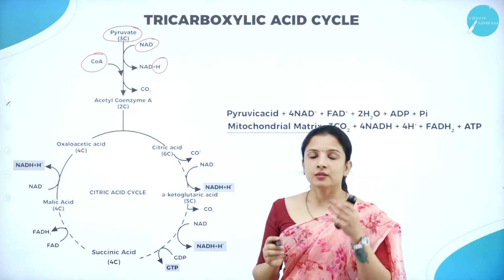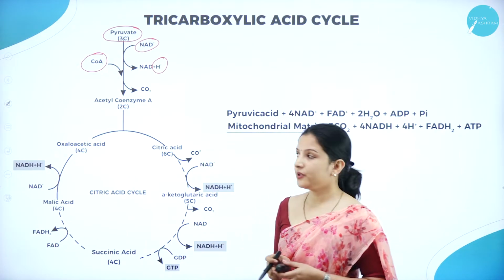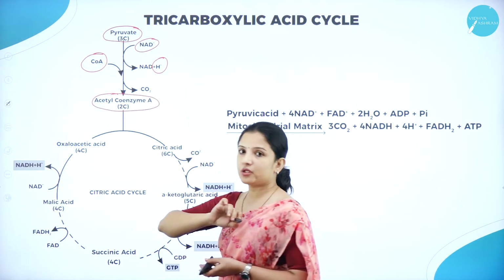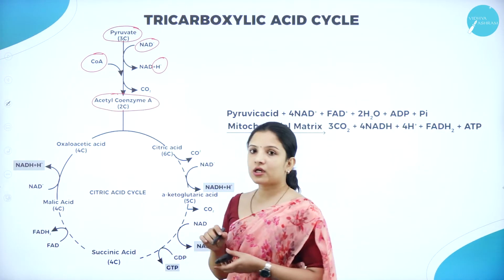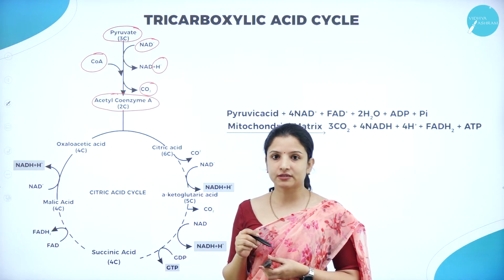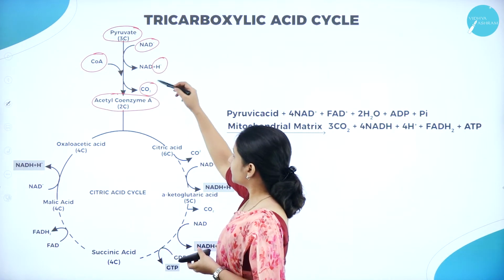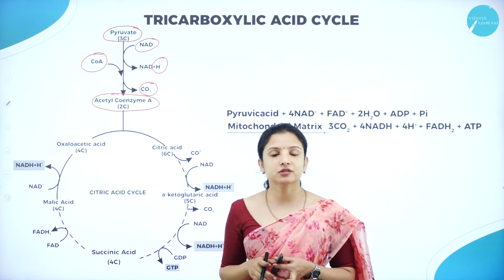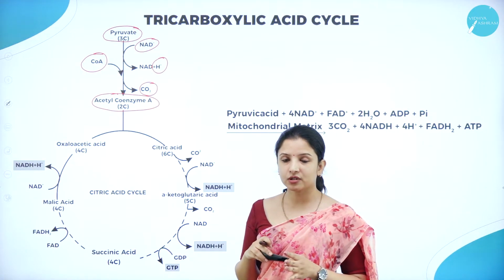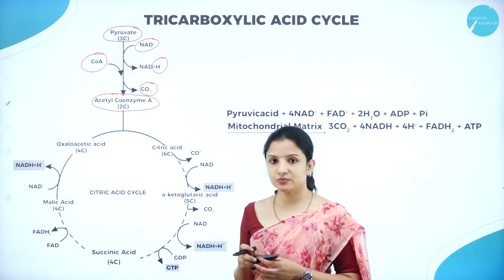So, pyruvate combines with coenzyme A and NAD plus, wherein it forms acetyl coenzyme A, which is a 2-carbon molecule. Why is it a 2-carbon molecule? Here, 1 carbon is lost in the form of carbon dioxide. Therefore, it becomes a 2-carbon molecule. During this process, hydrogen ions are also being released. So, here what is happening? Protons, or hydrogen ions, are being released, and also a molecule of carbon dioxide is being released.